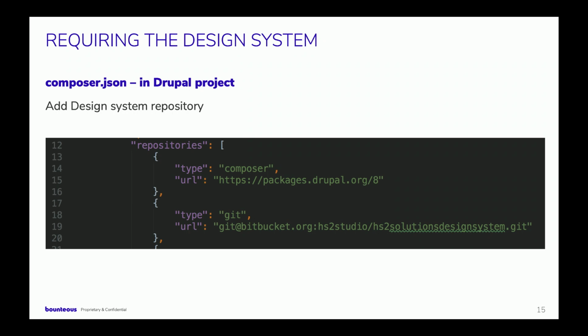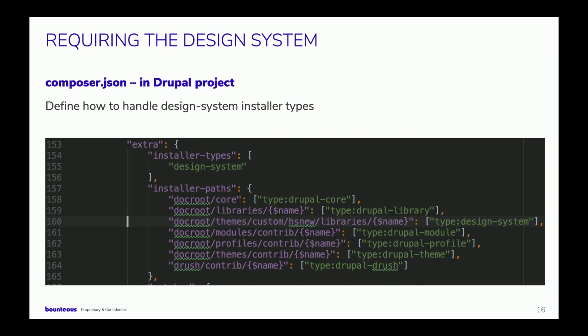And then in the Drupal project's composer.json, we need to do a few things to add the dependency of the design system. So in the repository section, we added the Git Bitbucket link here. And then in the extra section, we added an installer types of design system. That was the installer type that we created.